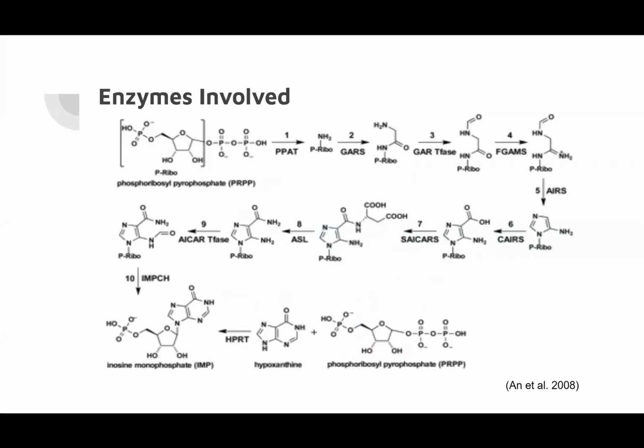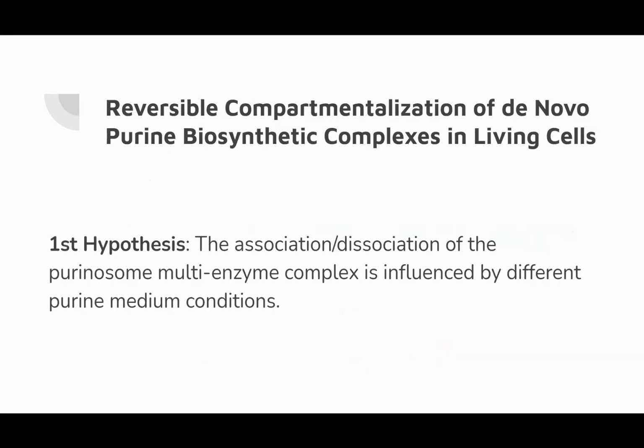And so this pathway here illustrates the 10 steps of the de novo purine biosynthesis, and the studies here will focus on the specific enzymes H-Driftguard and HFGAMs. And so for the first article, the hypothesis claims that the association and dissociation of the purinosome is influenced by varying purine levels in the environment.